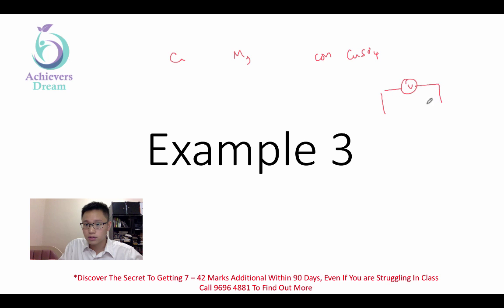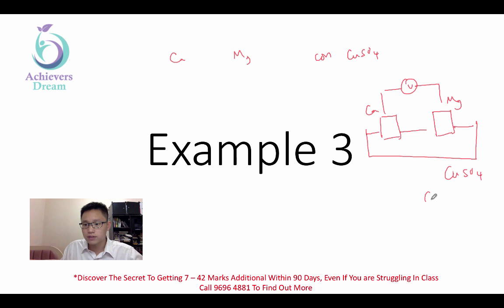Voltage. Okay, let's draw this again. Calcium, magnesium, we have CuSO4. So we're going to have Cu2+, H+, SO4 2-, OH-. Okay, so who is the most reactive metal? Calcium. So calcium will lose 2e-, sorry, it gives you Ca2+. Okay, but you don't put a negative sign, so you change it.